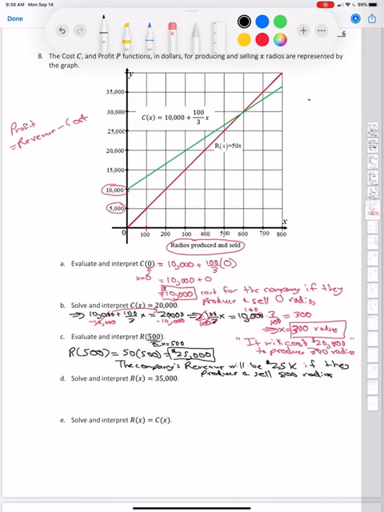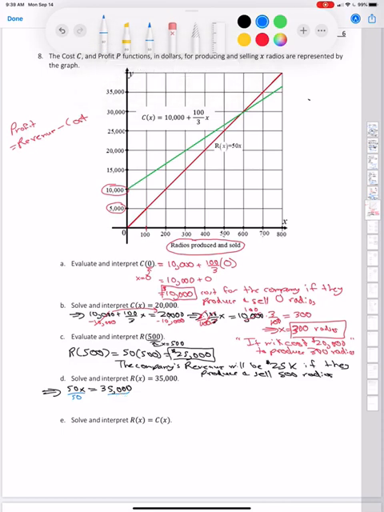And let's go to part D. Part D says solve and interpret R of X equal 35,000. So now I want to find out what X is. We want to know how many radios we need to produce and sell to make a revenue of $35,000 for this company. So let's set that up. Our revenue function, which is 50X, equal to 35,000. So we're solving a basic linear equation. Go ahead and isolate the X term. We can divide out 50 on both sides.